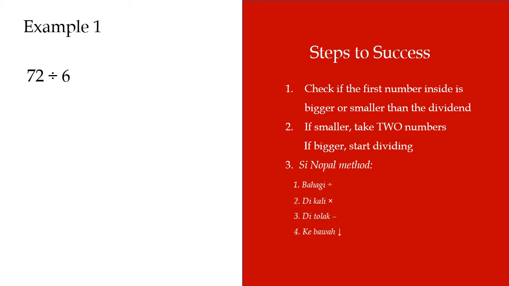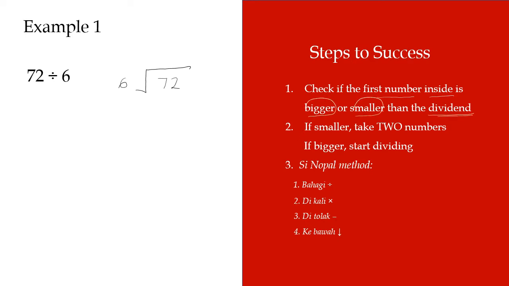Example 1, what is 72 divided by 6? So we're going to use long division for this one. Long division simply means we're going to use this division symbol. Then we're going to write down 72 inside and 6 outside. Now, step 1. Check if the first number inside is bigger or smaller than the dividend.